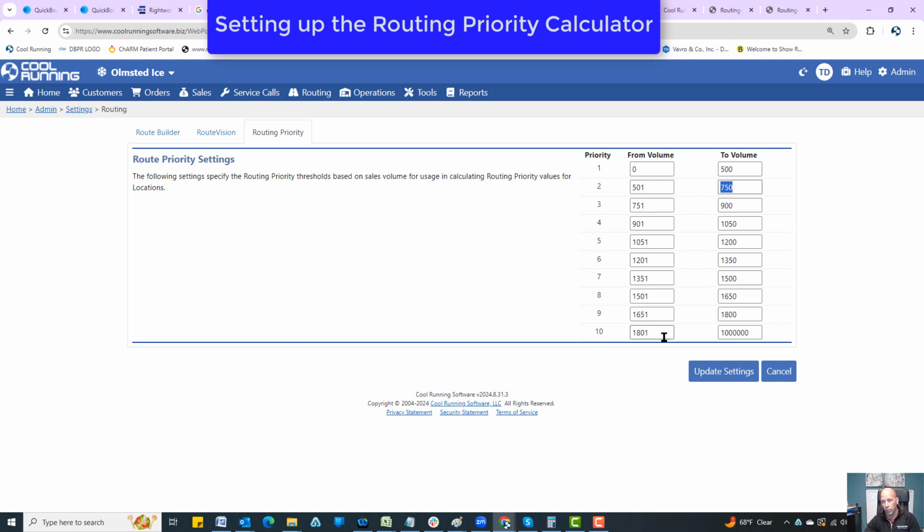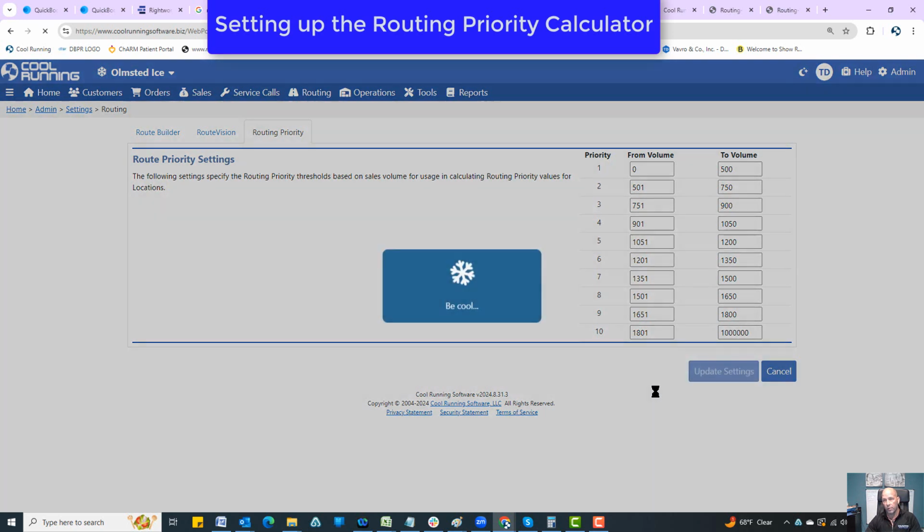So these are the weights, and I know I went all the way up to 1800 to a lot. So anybody above this amount in that period is going to be a 10, meaning the most important customer. So I'm going to update those settings.